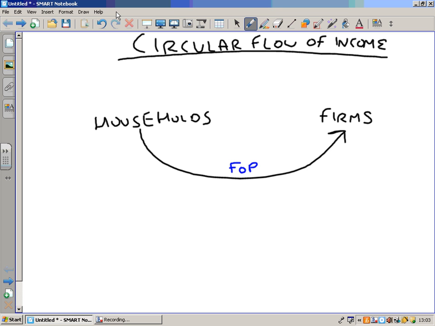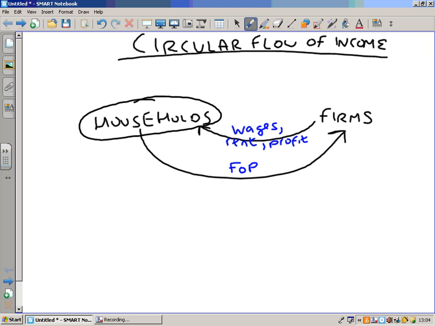In exchange for our factors of production, firms will provide us with wages in exchange for our labour, rent for the land that we offer them, and profit, which is our return on the capital that we've invested into the businesses. So you have the first part of the relationship in the circular flow of income.